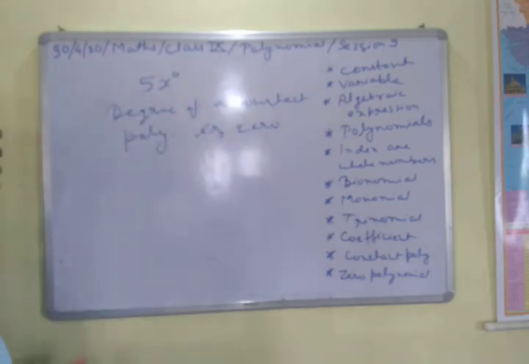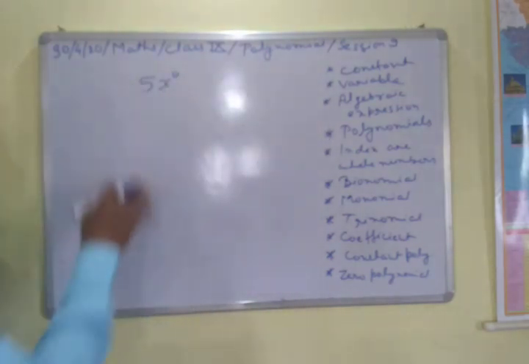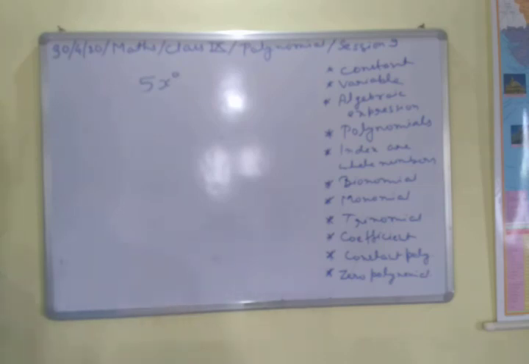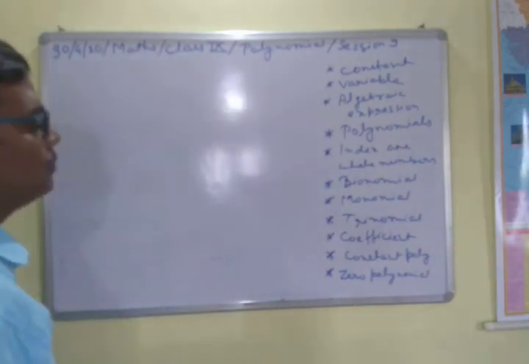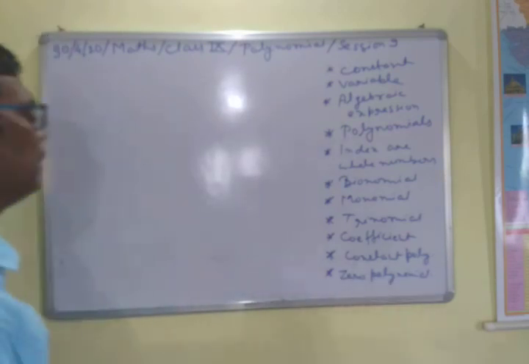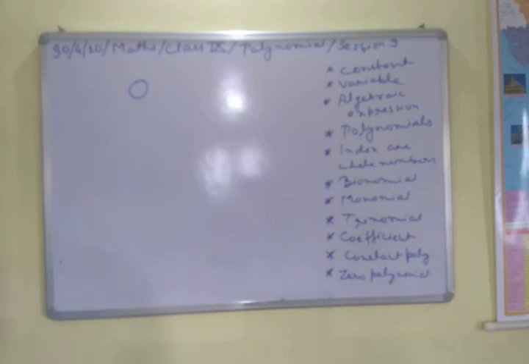Next, what is the meaning of the 0 polynomial? 5 is a constant polynomial. Then what is the meaning of the 0 polynomial here? The 0 polynomial means, for example, 0. When you write 0, then this is not a constant polynomial. This is called the 0 polynomial.